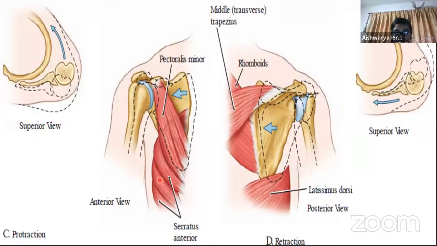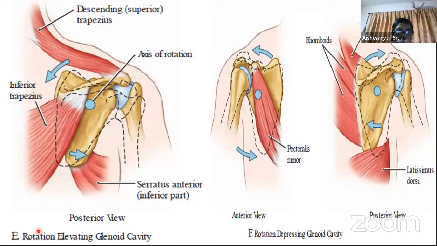Then coming to the retraction, the rhomboids, the middle trapezius, and the latissimus dorsi are responsible for the retraction. And then finally the rotations: the upward rotation is caused by a co-contraction of the upper trapezius, the lower trapezius, and the serratus anterior. And the downward rotation is done by the pectoralis minor, the levator scapulae, the rhomboid, as well as the latissimus dorsi.